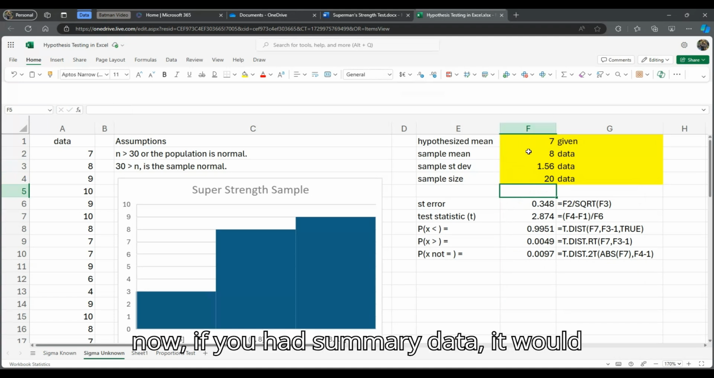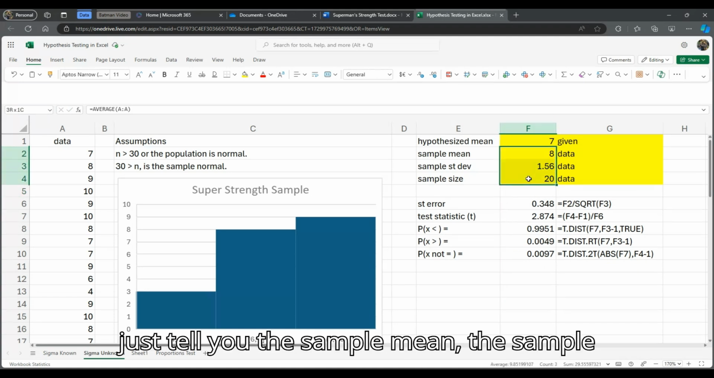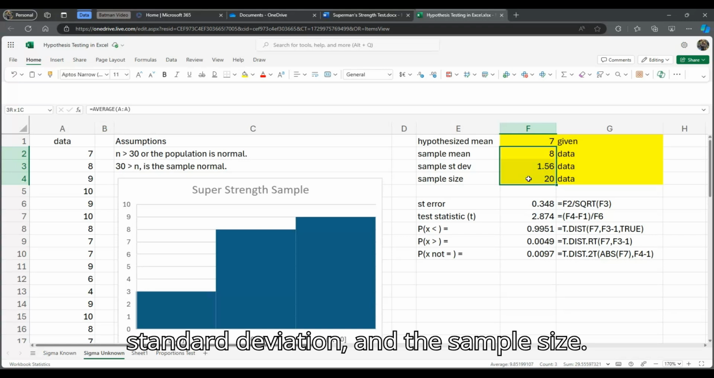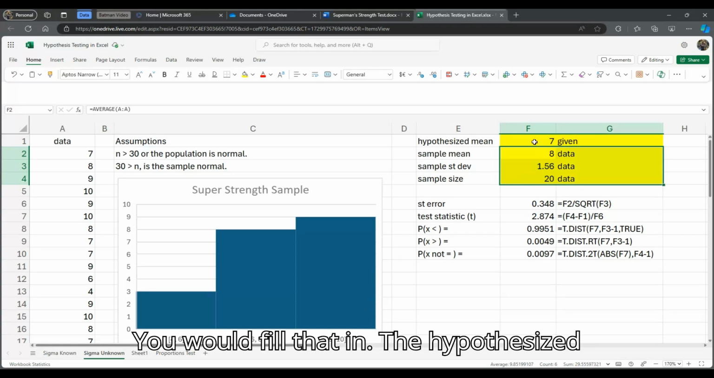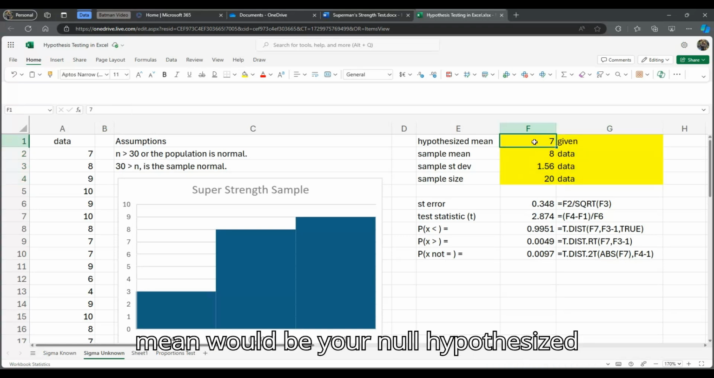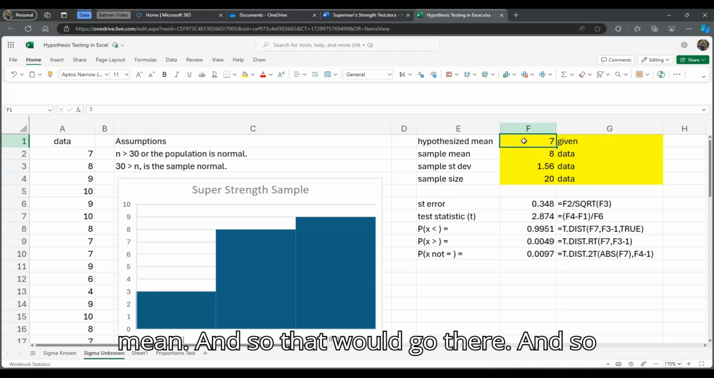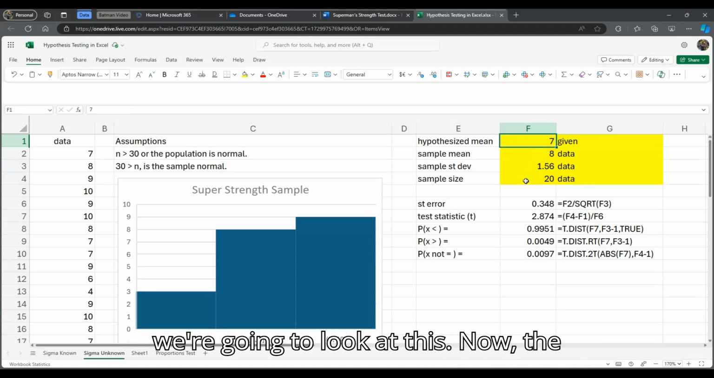So now, if you had summary data, it would just tell you the sample mean, the sample standard deviation, and the sample size. You would fill that in. The hypothesized mean would be your null hypothesized mean, and so that would go there. And so we're going to look at this.